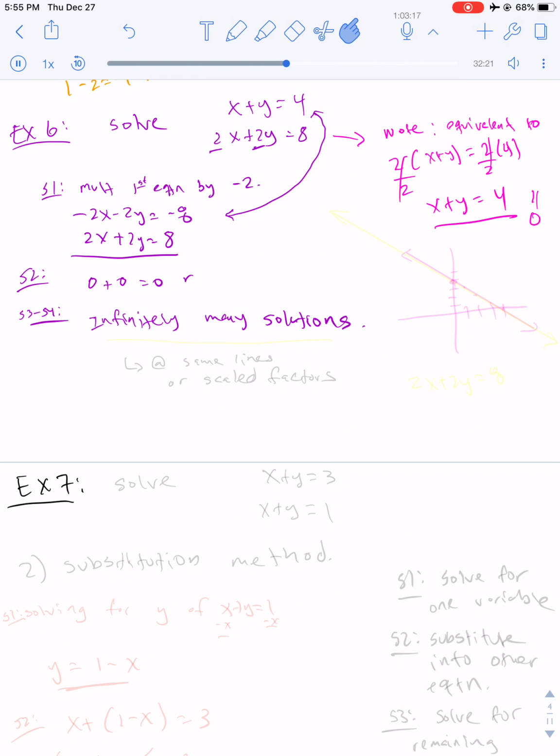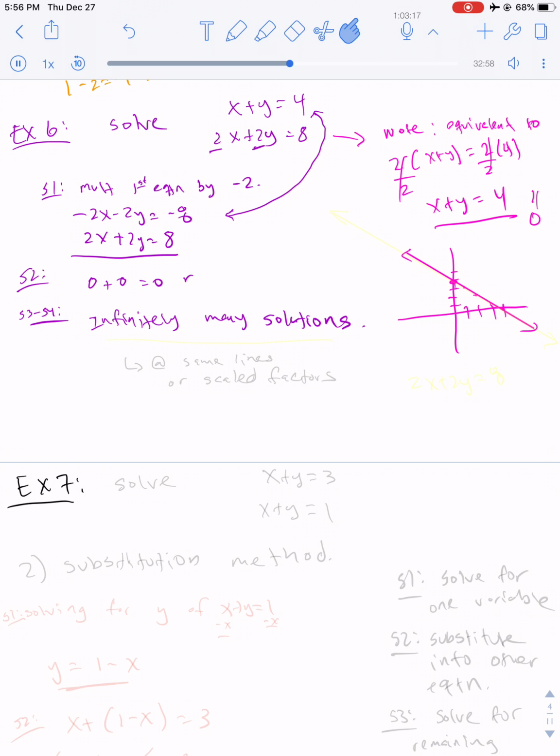Now, what does that mean? Well, if you think about plotting this, if I solve for y, y equals negative x plus 4, so my y-intercept is 4, and my slope is down 1 over 1, down 1 over 1, and so on. There you go. Now, that's x plus y equals 4.